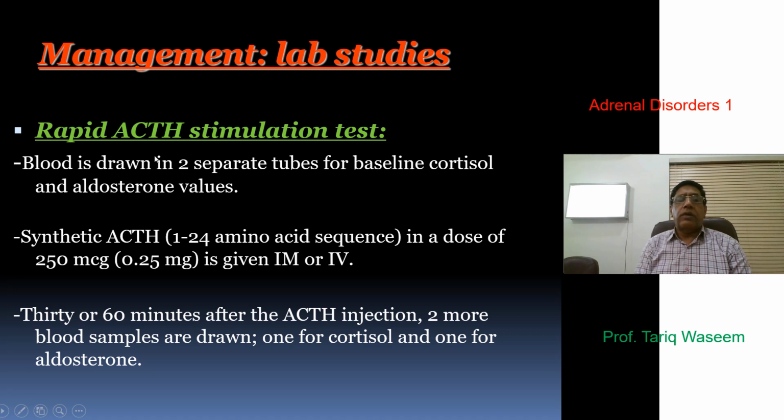After we have checked the baseline cortisol and aldosterone level, we inject the patient with ACTH, about 250 microgram or 0.25 milligram, intramuscularly or intravenously, and 30 to 60 minutes after the injection, a sample is again drawn for estimation of the cortisol and the aldosterone levels.